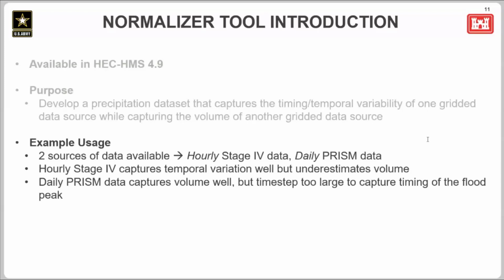For example, like what Garrett was talking about, we've got hourly stage 4 data and daily Prism data. The hourly data captures the temporal variation well, but it underestimates the volume. The daily Prism data captures the volume, but the time step's too big, so it can't capture the timing of the flood peak. Basically all the Normalizer tool is doing is you take all of the grid cells in your stage 4 data, your hourly data, which we'll call the source grids, and you multiply them by some factor so that when you accumulate all the volume, it equals the volume of your Prism data, or in this case, the normal grids.